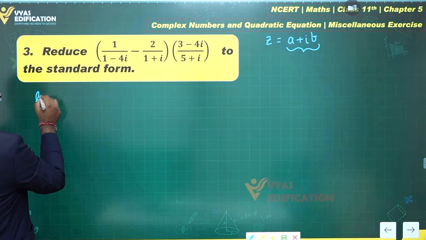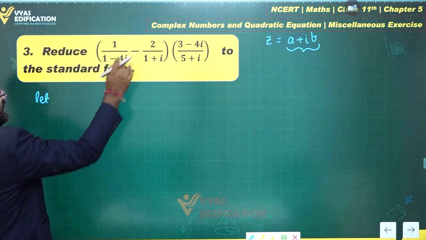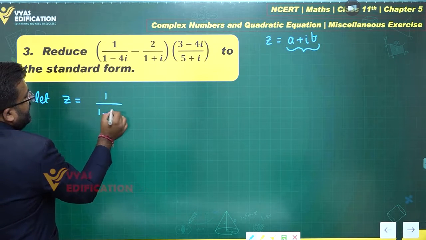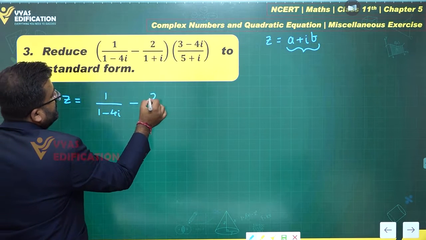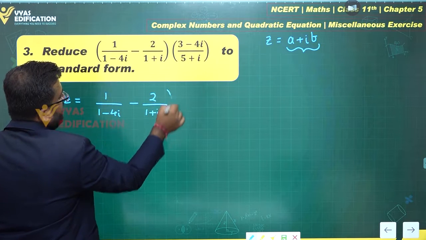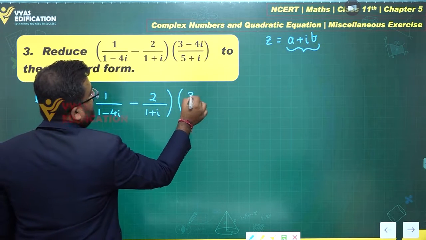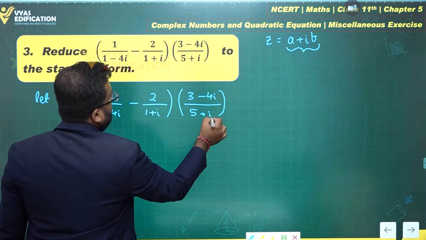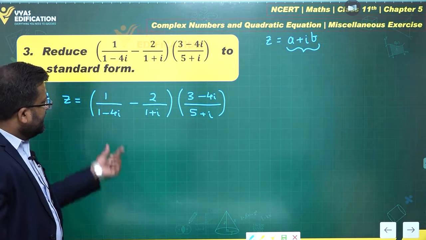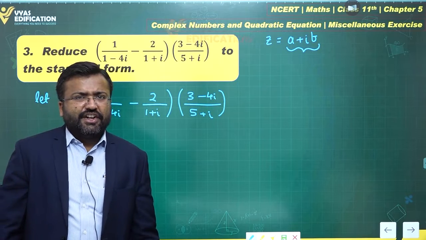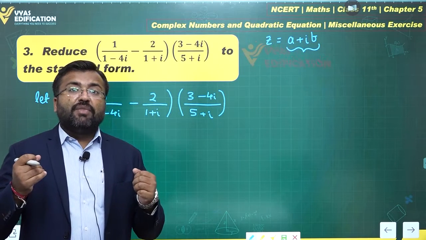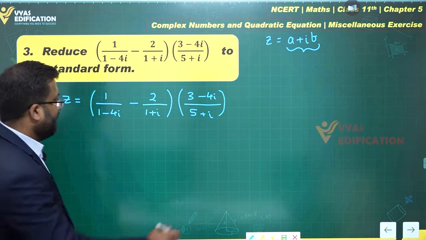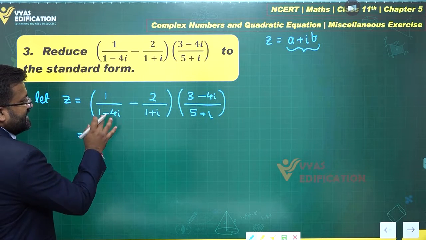Let this whole thing be equal to z. This is 1 upon 1 minus 4i minus 2 over 1 plus i times 3 minus 4i over 5 plus i. These complex numbers in the denominator are creating troubles. Let's try to multiply with the complex conjugate of each term within that term only. Okay, with that term only. Let's try to multiply this.